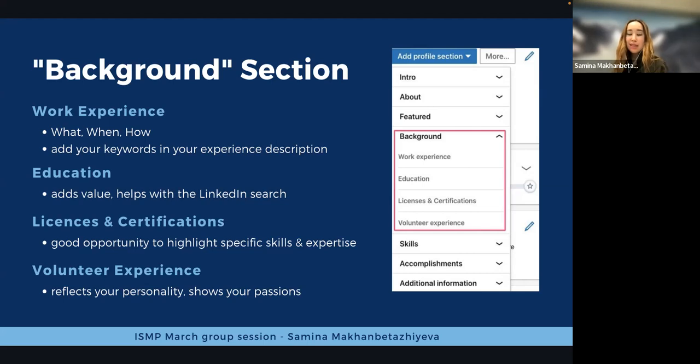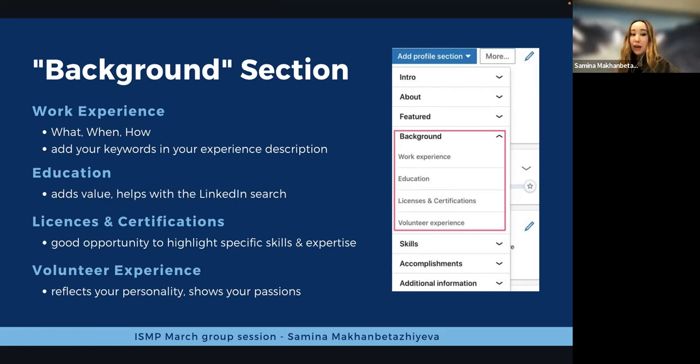Another recommendation in terms of how to optimize it is to add keywords to your work experience description, which is really, really helpful. Especially if you want to be searched or found on LinkedIn easily and rank higher when people type your name, for example, or your profession or your industry.